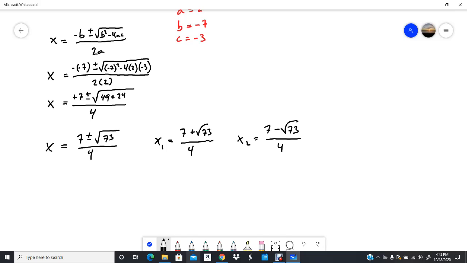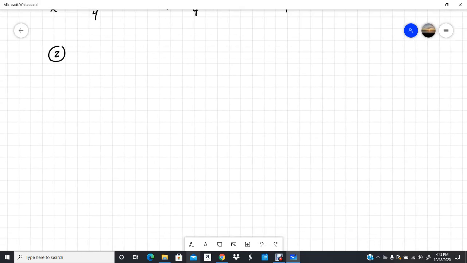All right, let's take a look at another example. x squared minus 31 minus 2x equals negative 6 minus 3x squared minus 2x.